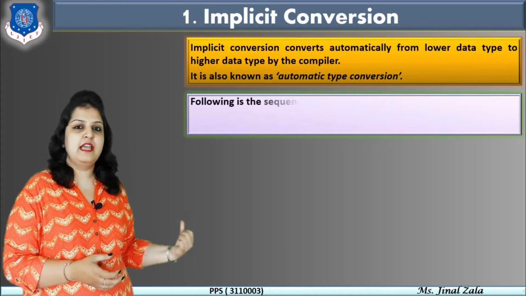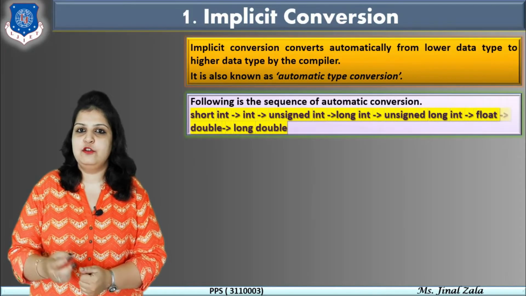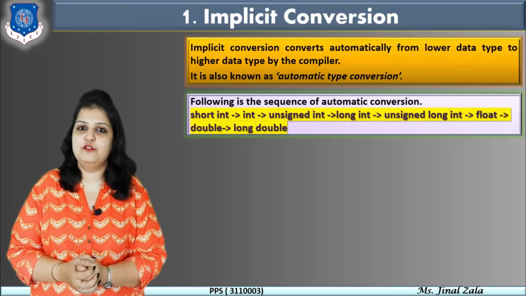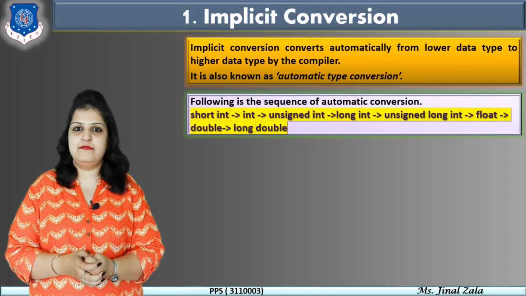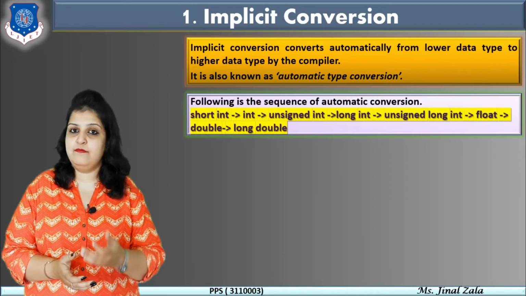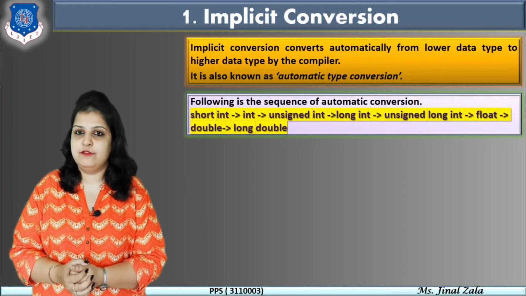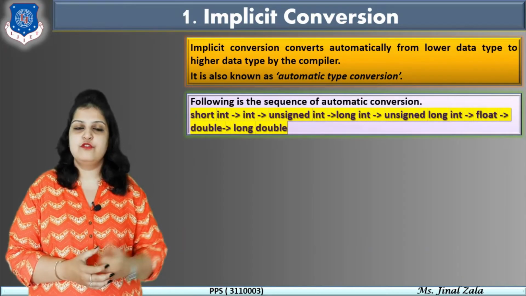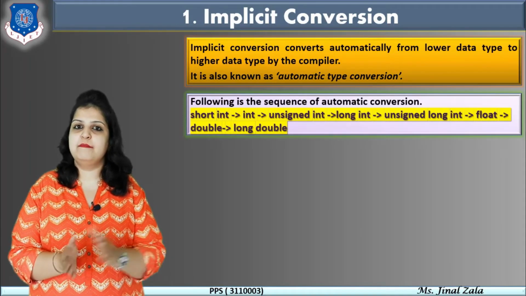And how do we remember this? Just remember the sequence. First is short integer, which occupies 2 bytes. Then unsigned integer also occupies 2 bytes. Then long integer occupies 4 bytes. Then unsigned long integer, and float again occupies 4 bytes. But why is float higher than long integer? Because in float we can enter a real value. Then after that double, and the final, highest data type is long double. We have to remember this path just for understanding, because this conversion is done by the compiler.